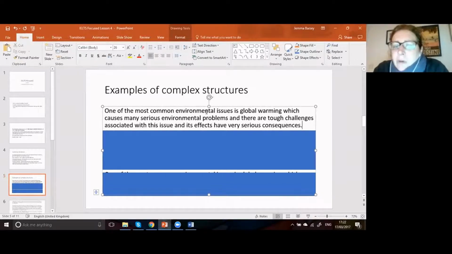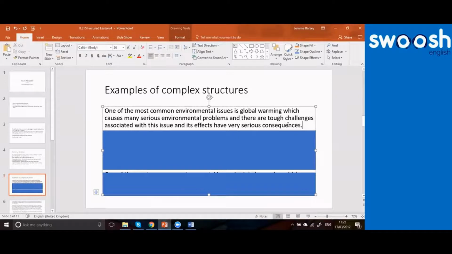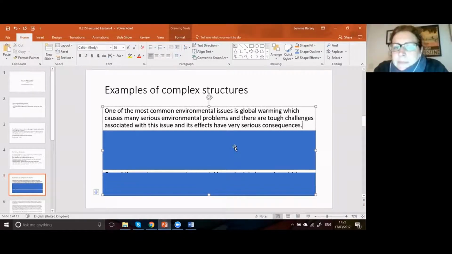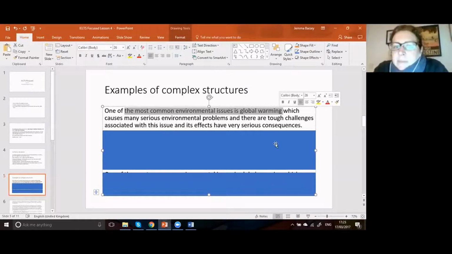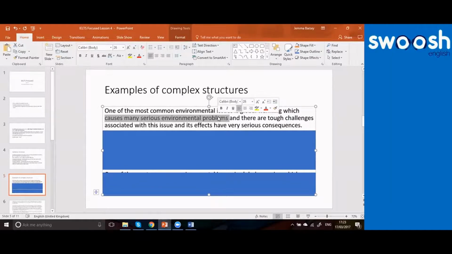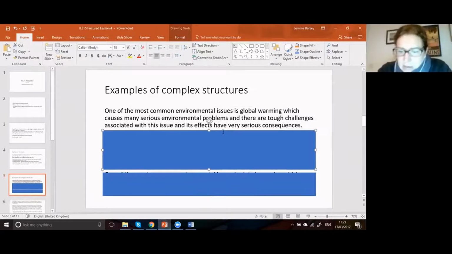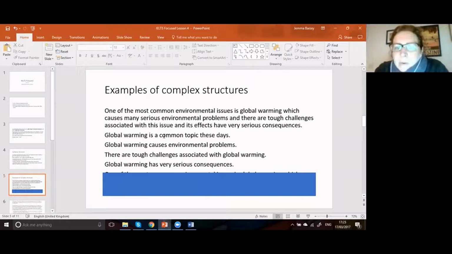So there's 4 points in this sentence. What are the 4 different things that are being talked about? Global warming. So the most common issue is global warming. Then we've got it causes. The cause is many serious. Then we've got tough challenges, challenges and the effect. Yeah. So I break them into the 4 points.